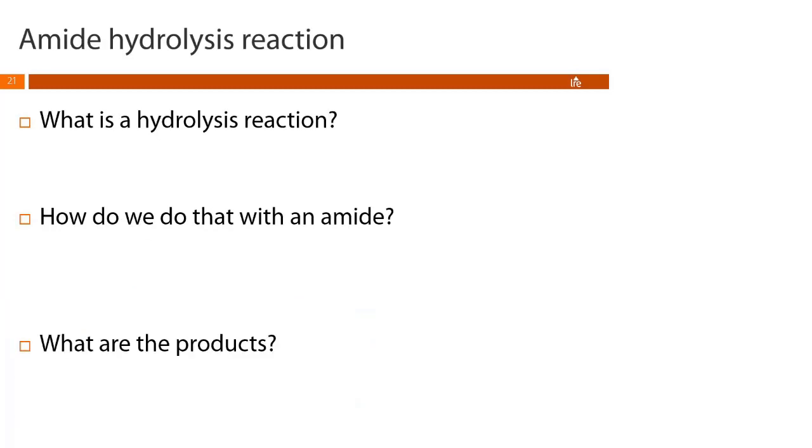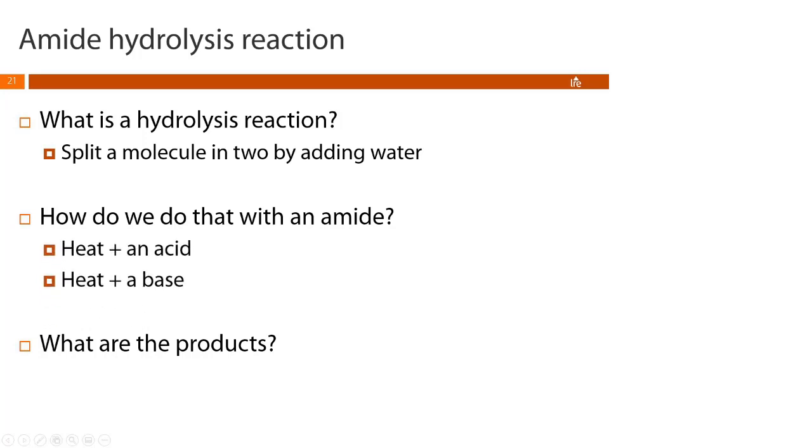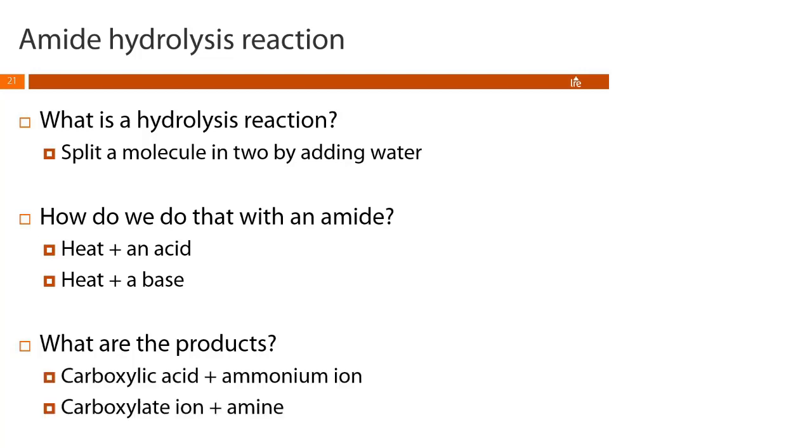Okay, so if we can synthesize an amide from a carboxylic acid and an amine, we should be able to break apart an amide back into its original carboxylic acid and amine components. And we're going to do that via a hydrolysis reaction, which, if you remember from our last lecture, is where we split a larger molecule into 2 simpler molecules by adding water. And for an amide, that's going to require heat and either an acid or a base. We can do this under acidic conditions or basic conditions.